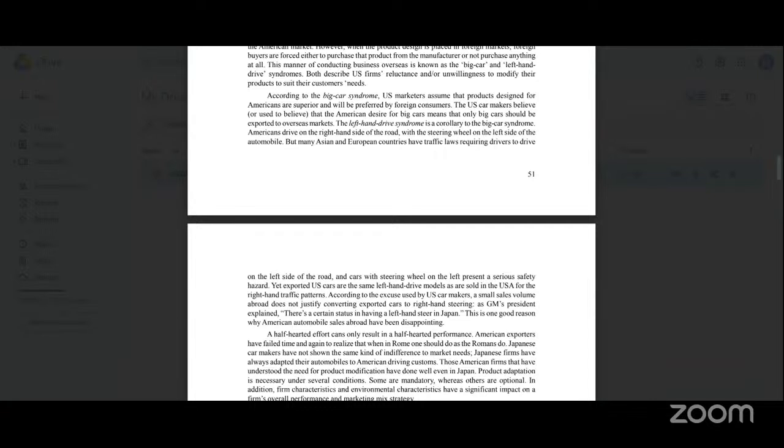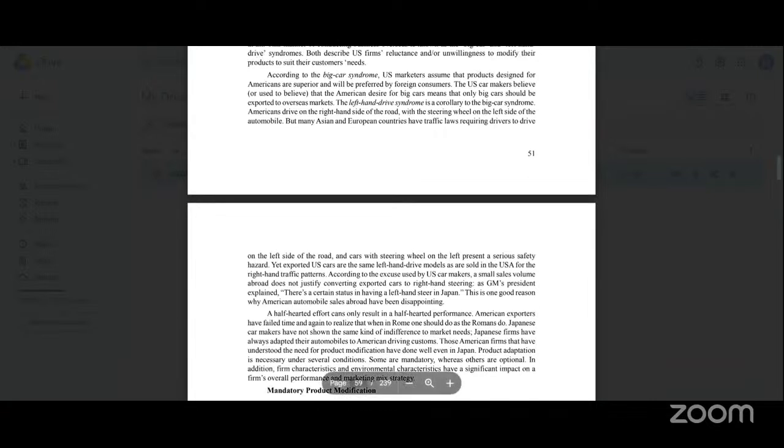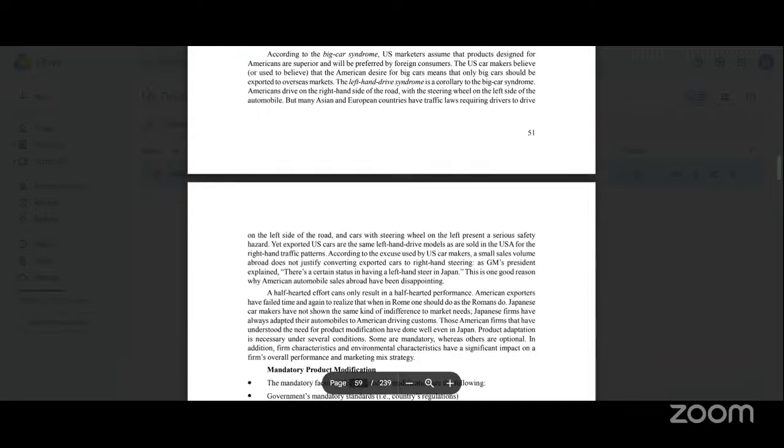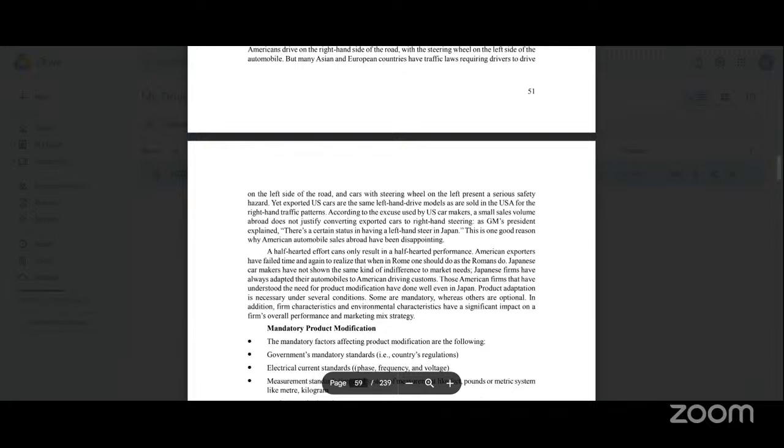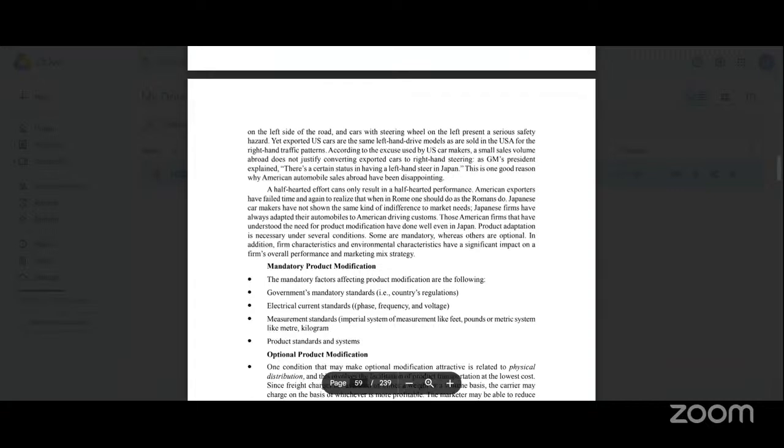According to the big car syndrome, US marketers assume that products designed for Americans are always superior and will be preferred by foreign consumers naturally. So they don't have to put in much effort, as consumers automatically prefer something similar. The US car manufacturers, on the one hand, talk about this, whereas in Asia and European countries, they have traffic rules requiring drivers to drive on the left side of the road. So cars with steering on the left present a serious safety hazard.